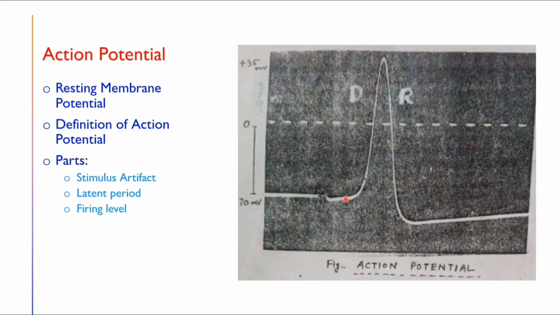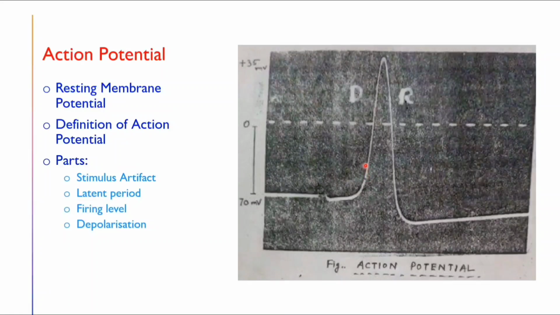After that, there is a small rise in the membrane potential towards the positive side, and there is a marking here that is known as the firing level. Usually it is minus 55 millivolt. So in skeletal muscle, minus 55 millivolt is the firing level. Up to this, if the stimulus strength is strong enough and reaches minus 55 millivolt, then it will be converted into an action potential. So the firing level is the minimum level required to produce an action potential. That is why the firing level is very important. Usually in skeletal muscle it is minus 55 millivolts.